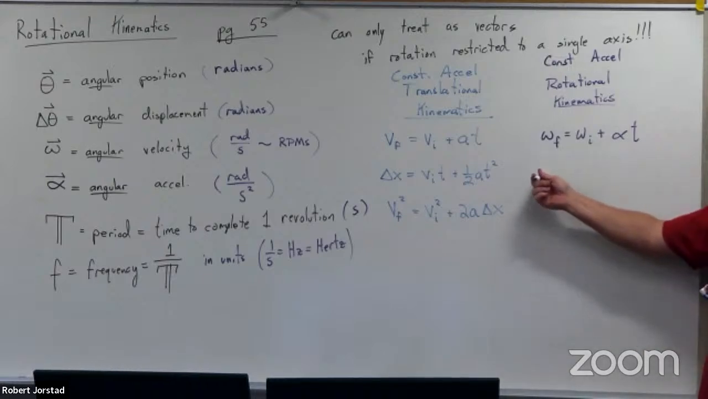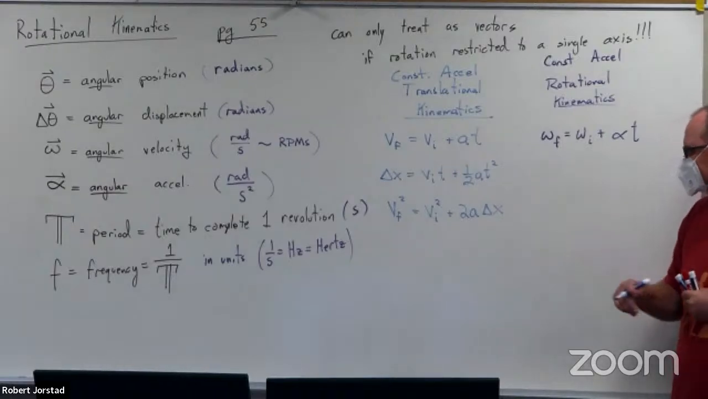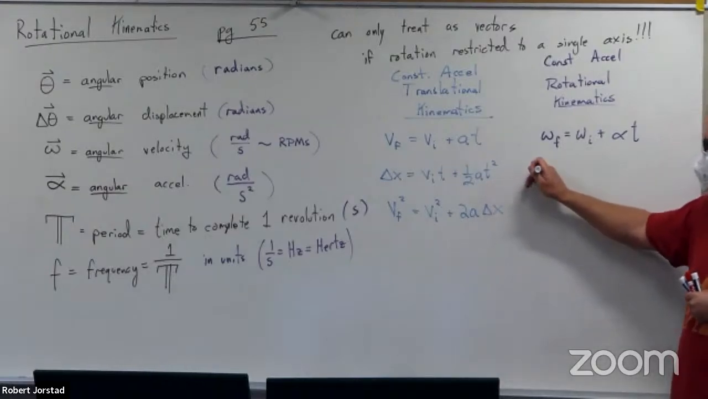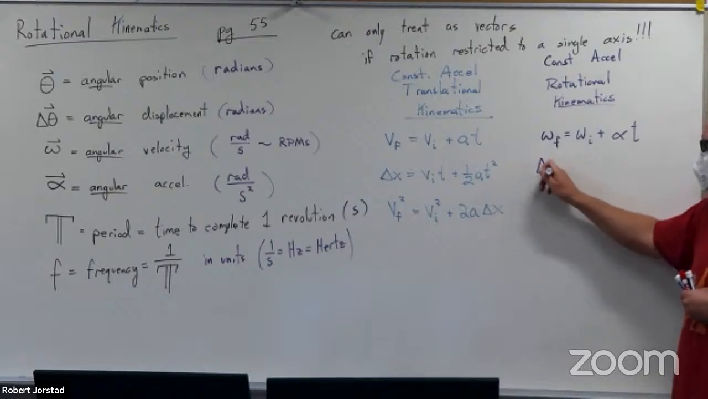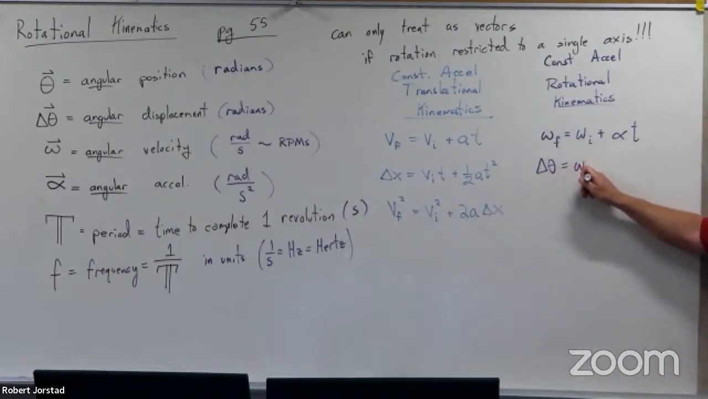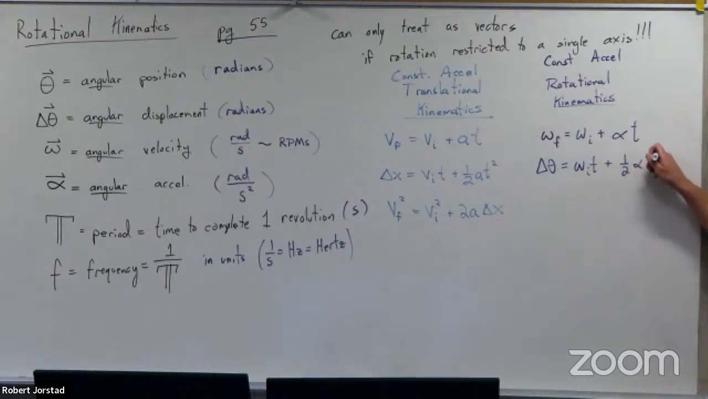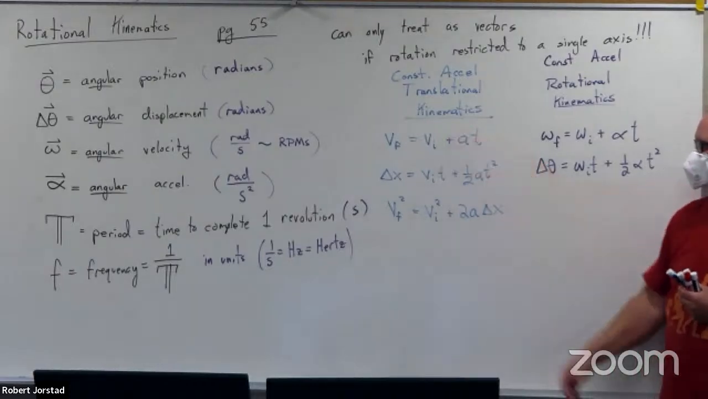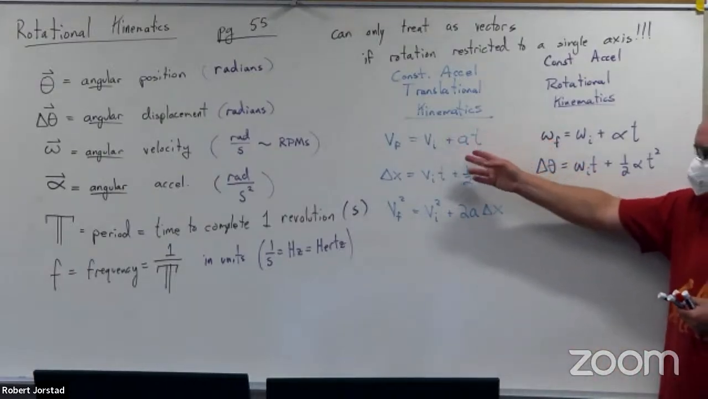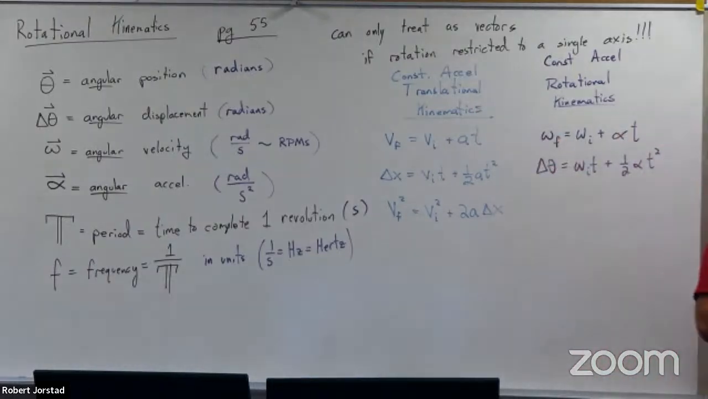What do you think would be true for this one then? Instead of delta X, what do you think I would write? Delta theta equals omega initial t plus 1/2 alpha t squared. Are you starting to see a pattern here a little bit? Anywhere we had translational kinematics, we could just replace the variables with the equivalent rotational variables as long as we're only rotating about a single axis.